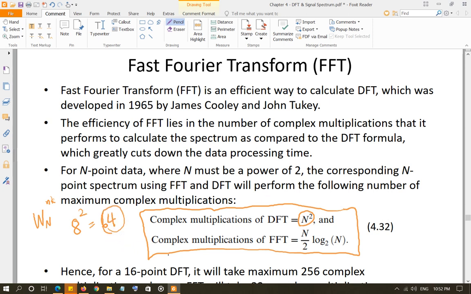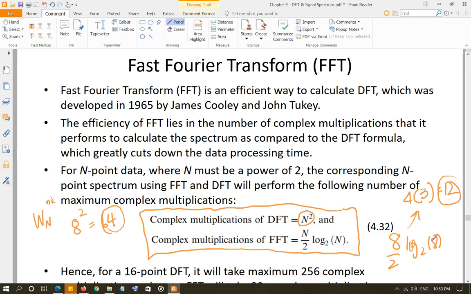For an 8-point FFT, if you calculate the discrete Fourier transform using the FFT algorithm, you will have N by 2 log base 2 of N. That is 8 by 2 times log base 2 of 8, right? 8 by 2 of course is 4, and log of 8 to the base 2 is 3, since 2 to the power 3 is 8. So 12. You're going to have 12 complex multiplications, 12 versus 64.